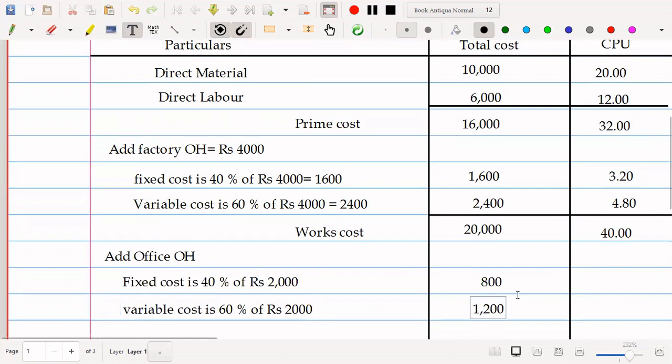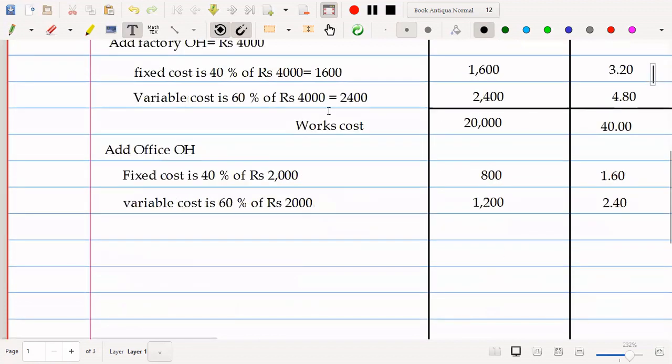And check it, what will be the per unit? 800 divided by 500, it comes to 1.60. And this 1,200 divided by 500, it comes to 2.40. Let's total this and see what will be the cost of production. Add all this: 20,000 plus 800 plus 1,200. It comes to 22,000 and this will be rupees 44. What is this? This is cost of production.